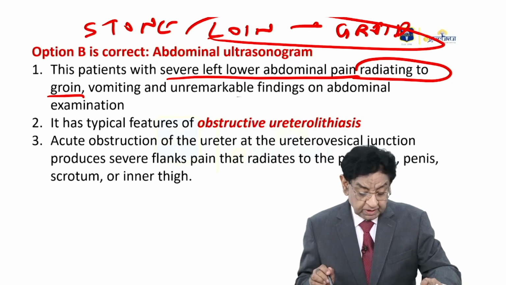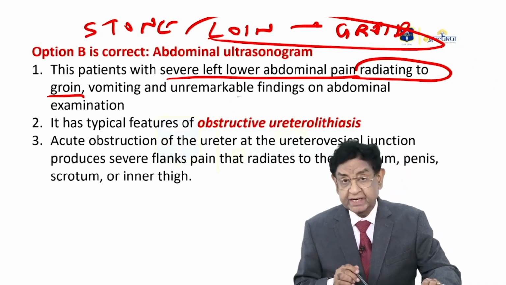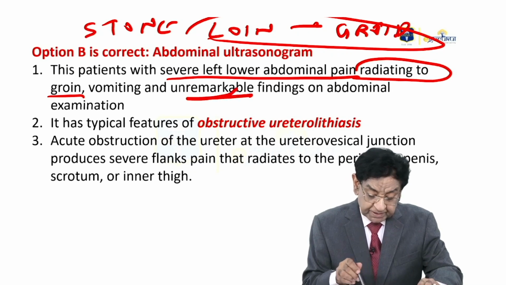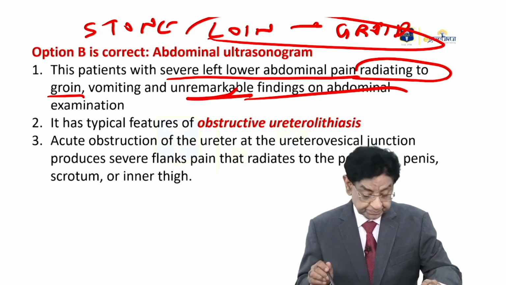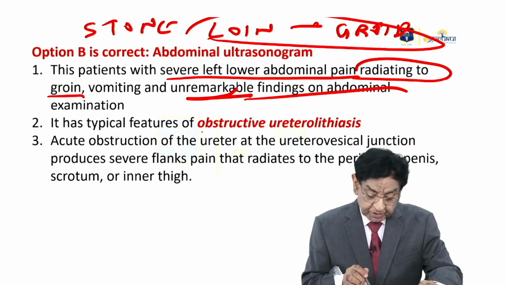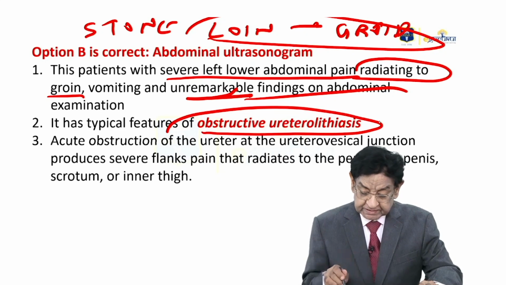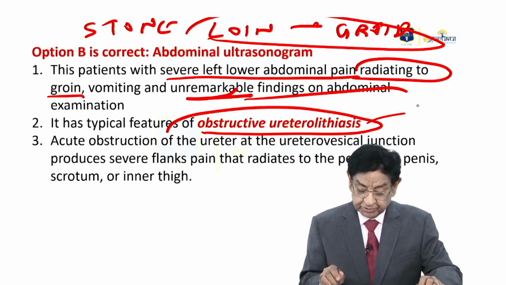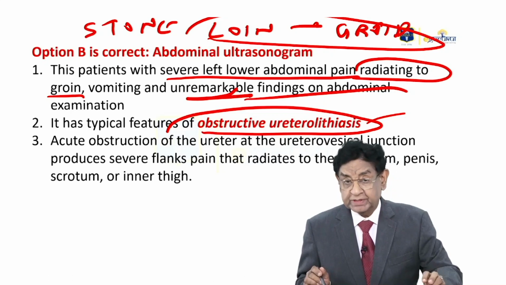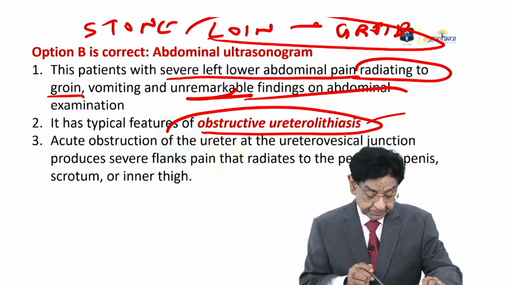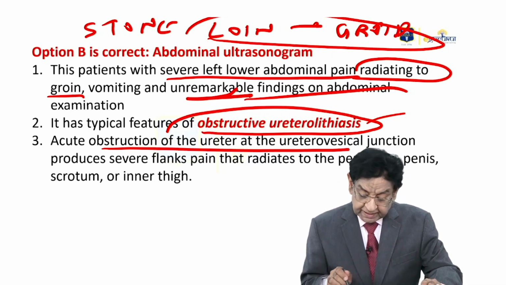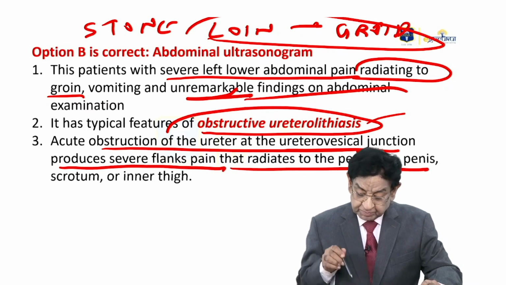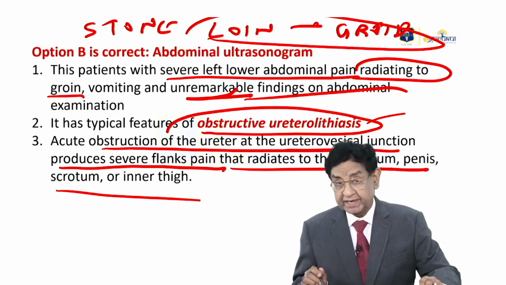Okay. Well, he also had vomiting, and vomiting can be an associated feature. And when you are examining the patient, you are not finding any abnormality. It is a typical feature of obstructive ureterolithiasis. So remember, golden line to remember, loin to groin is obstructive stone in the ureter which is causing obstruction. Acute obstruction of the ureter at the ureterovesical junction produces severe flank pain that radiates to perineum, penis, scrotum or inner thigh also.